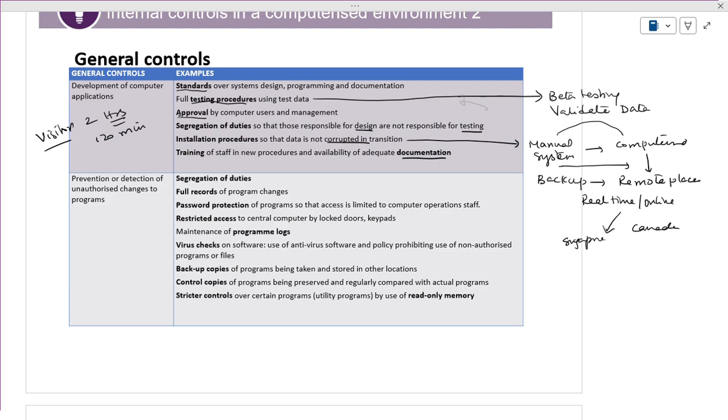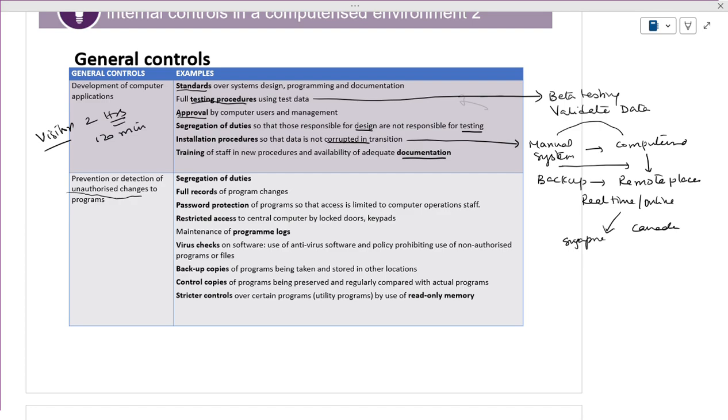These are in terms of computer application: prevention or detection of unauthorized changes. Nobody should see your password. You are very particular about your passwords. Nobody will share the passwords. We will not even write down the password, and we give passwords in such a way that we will remember them very uniquely.